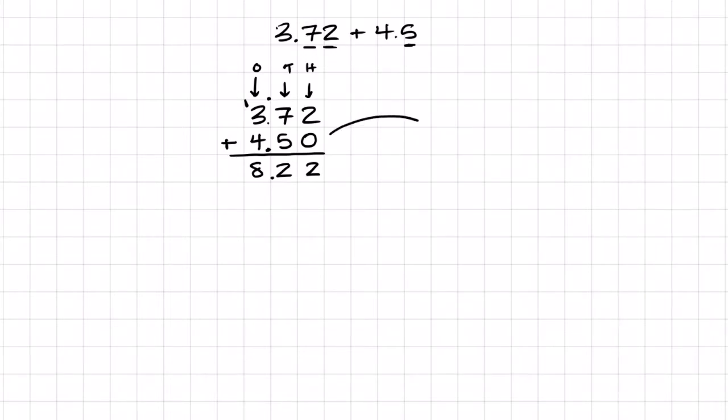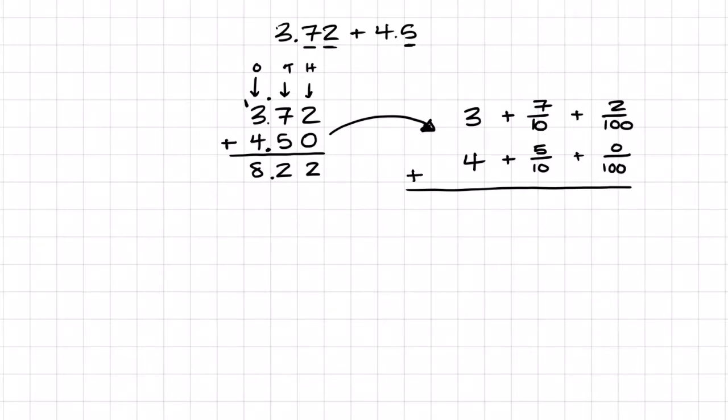So let's take another look at it, where we're going to expand these numbers out so that we can really see the interaction from place value to place value. 3 and 72 hundredths is 3 ones plus 7 tenths plus 2 hundredths. My second number is 4 plus 5 tenths, and technically we have no hundredths there. Now, if I focus on just this place value, 2 hundredths plus 0 hundredths would be 2 hundredths.